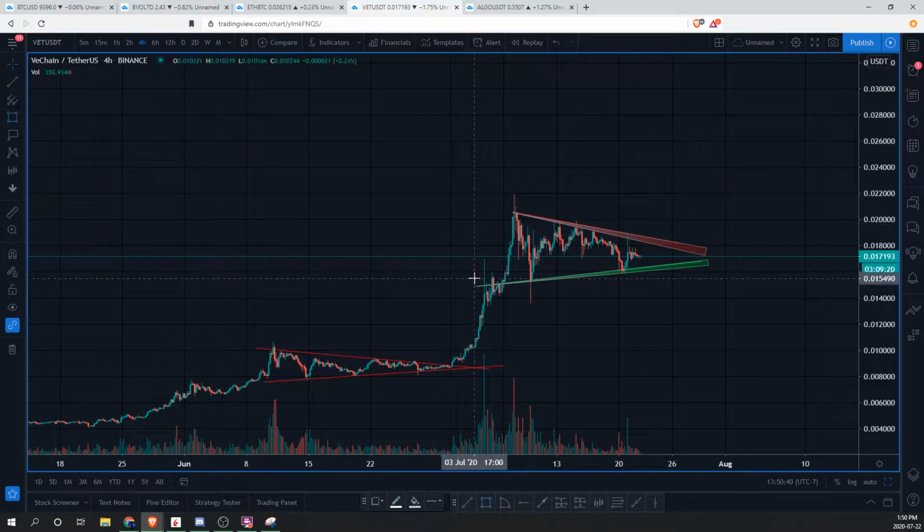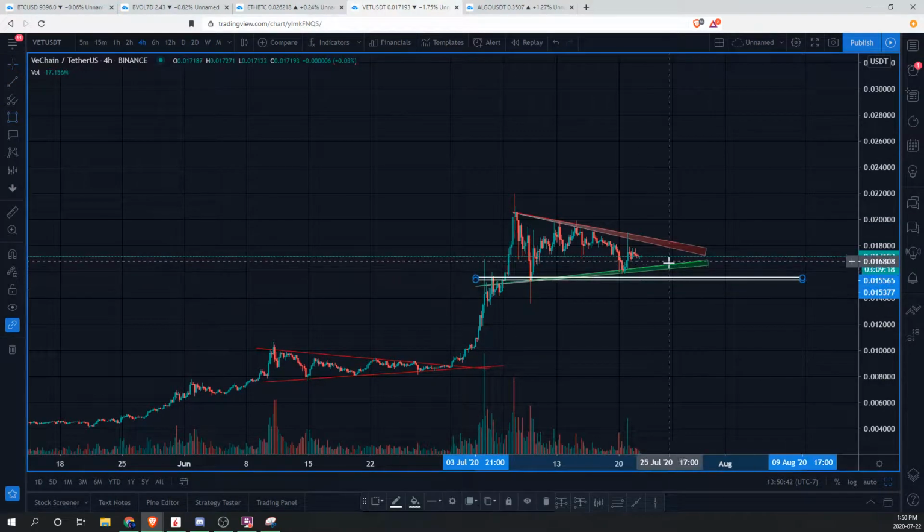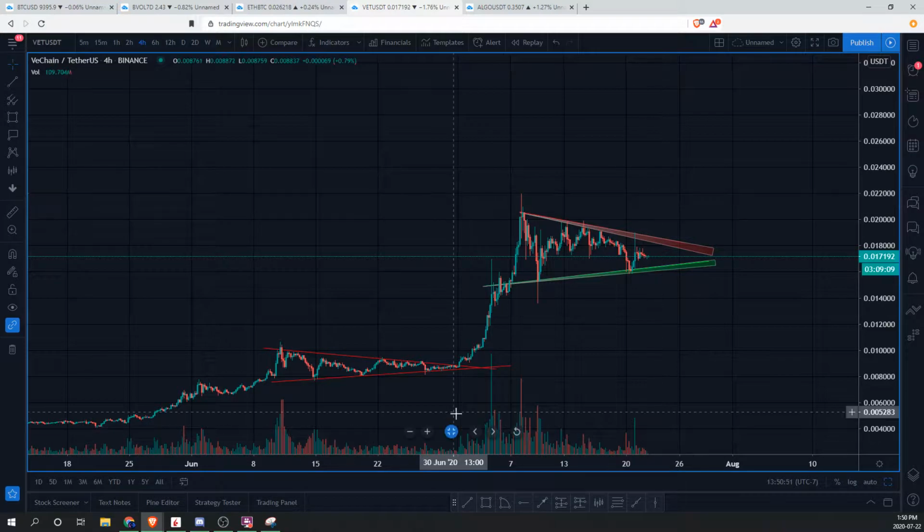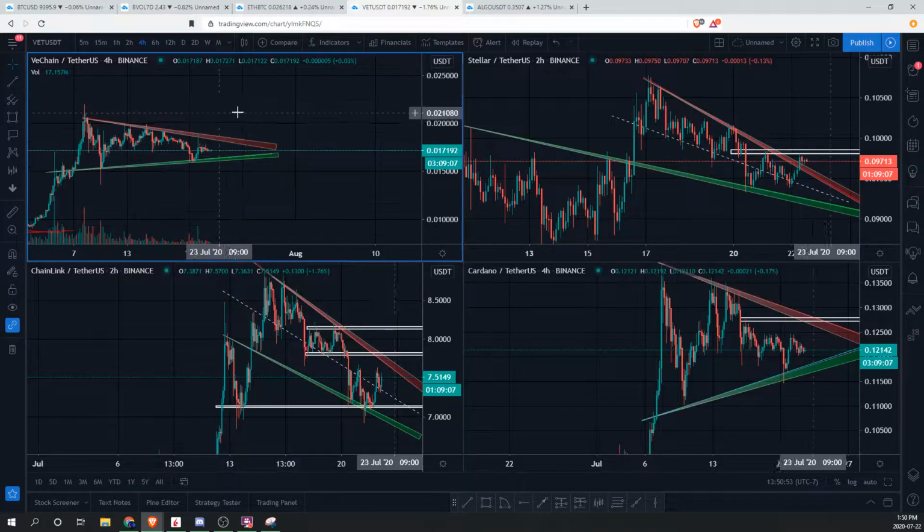We could still draw a horizontal zone right here. If it does fall below this ascending level of support, we are not looking for short setups. We are only looking for longs on the alts that we're covering today. So that's going to be VeChain.